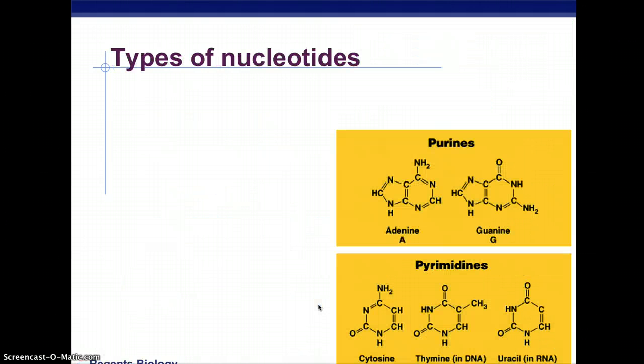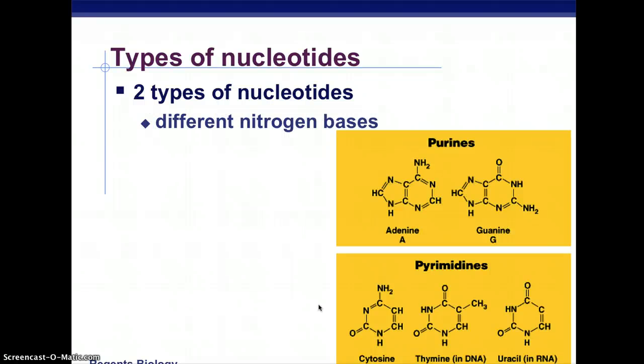Okay. So types of nucleotides. There are two types of nucleotides. And for right now, we're just going to introduce these terms. When we get into molecular genetics, we'll talk about it more. But there are two types of nucleotides. They're called purines, and then the other word down here is pyrimidines.